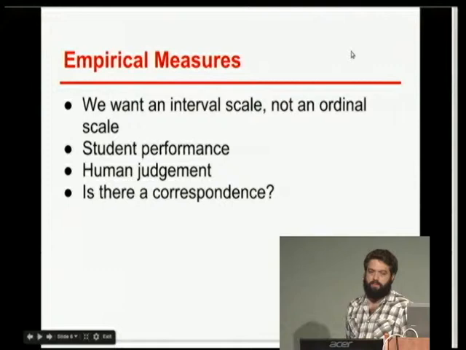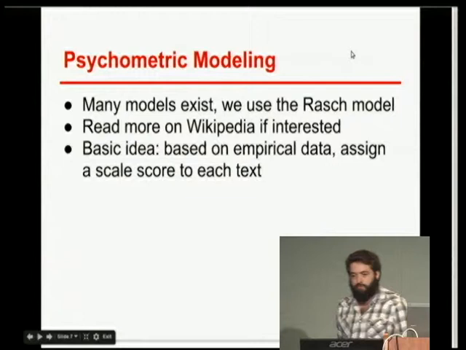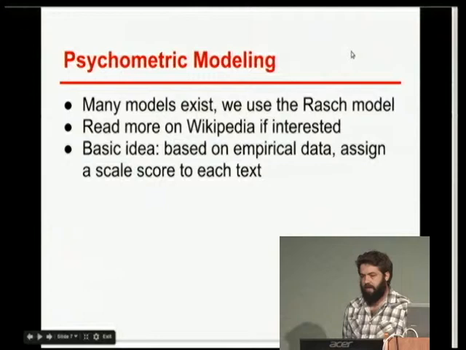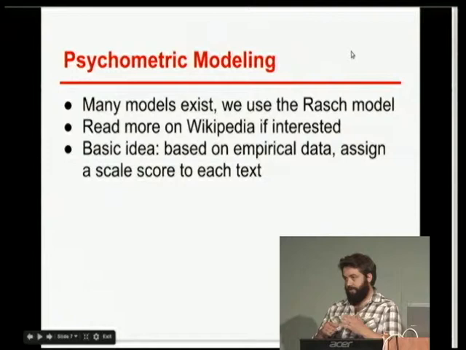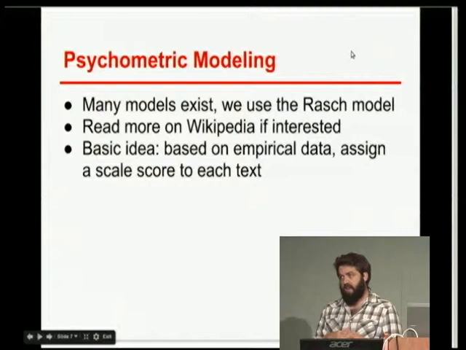I really don't have time to do this full justice, but I wanted to tell you at least how we actually created these scale score values. We used a psychometric modeling technique called the Rasch model. There are a lot of different modeling techniques. We use the Rasch. I'd advise you to look on Wikipedia if you're interested in this. It's a really good introduction to it. But the basic idea is you're going to collect a bunch of empirical data. Could be answers to test questions. It could be survey data. You're going to take all that empirical data, analyze it, and assign a single scale score to each text.